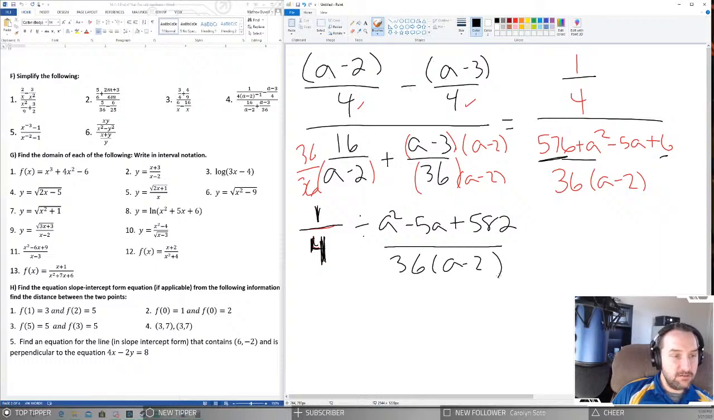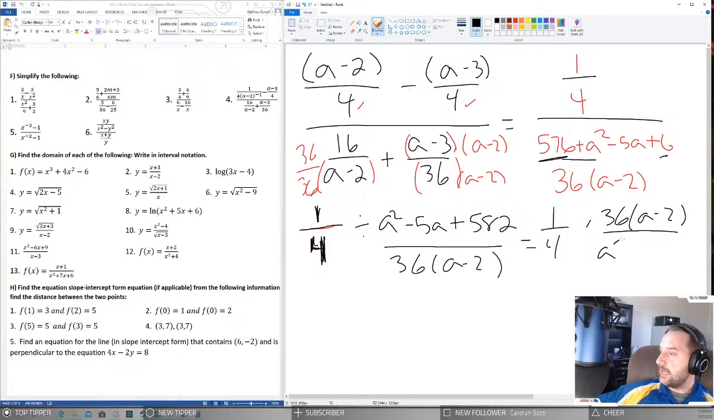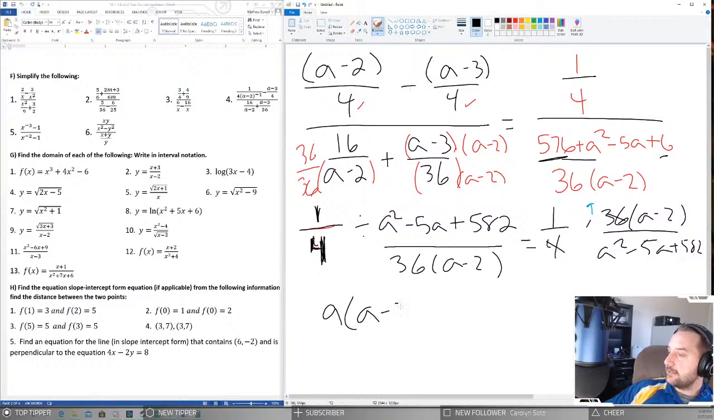Because it's division, flip it. So I'm going to get 1 over 4 times 36 times a minus 2 over a squared minus 5a plus 582. This 4 and this 36 will reduce, and so that's going to give me a 9. So I get 9 times a minus 2 over a squared minus 5a plus 582.